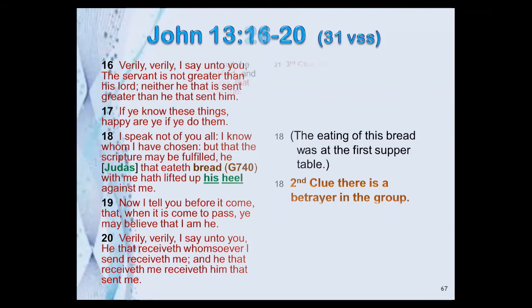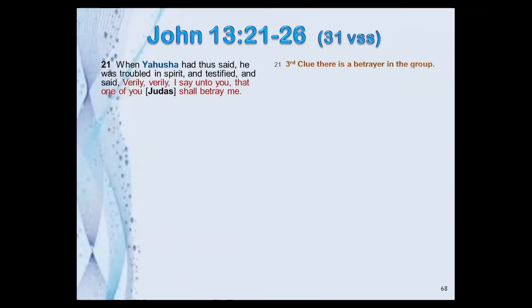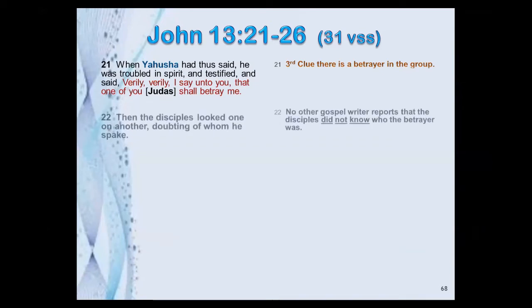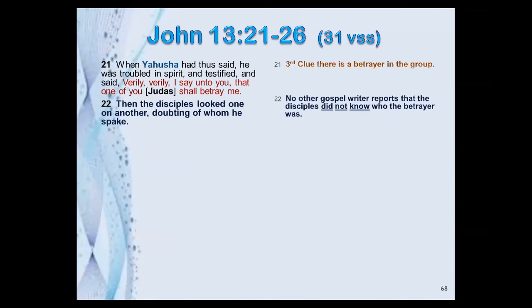Oh, John is going to get very interesting. I want you to watch that right-hand column. In verse 21, "When Yahusha had said thus, he was troubled in his spirit and testified and said, verily, verily, I say unto you, that one of you shall betray me." There is clue number 3, that there is a betrayer in the group. How many more times? Verse 22: "Then the disciples looked one on another, doubting of whom he spake." And I want you to note in verse 22 that no other gospel writer reports that the disciples did not know who the betrayer was.